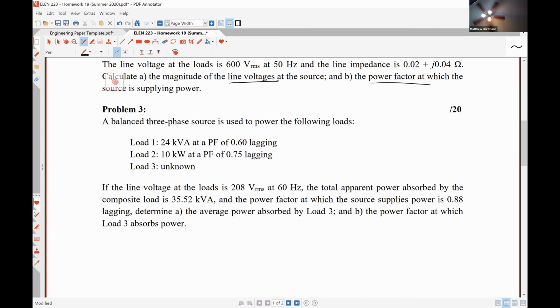And then we're asked to fill in the blanks here. So we want the average power, which is just the real part of S load 3, and the power factor at which load 3 absorbs power. So fairly straightforward. We're just changing the order of the steps a little bit, or changing the order in which we know information.